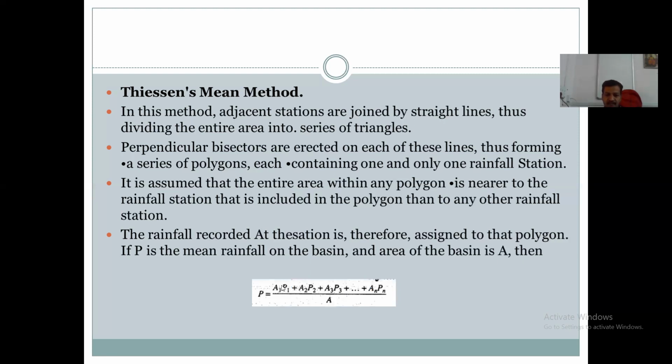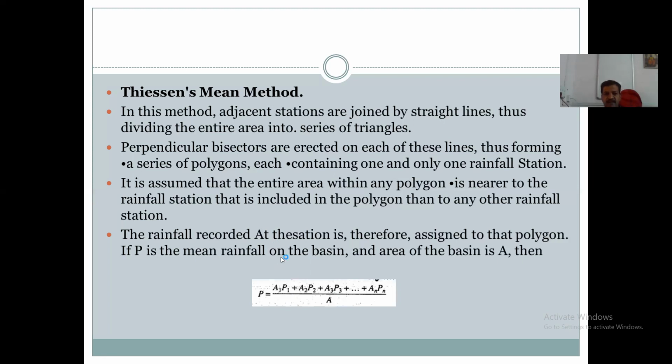Multiplying these areas, area multiplied by precipitation, the addition of all these values is divided by the total area of the entire basin, that is capital A. Capital A is equal to A1 plus A2 plus A3 plus A4 up to AN. So it is divided by the entire area to give the mean rainfall of the entire basin area.